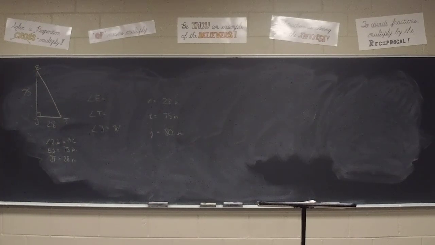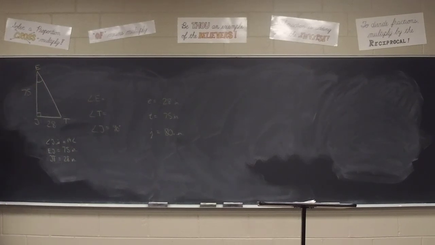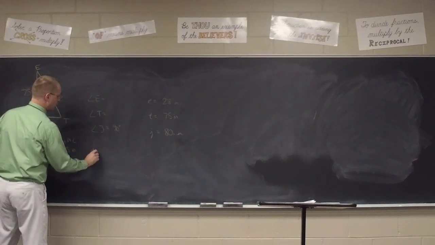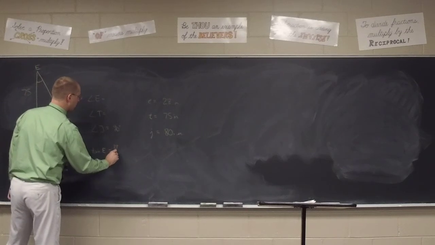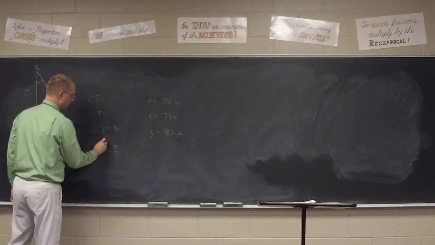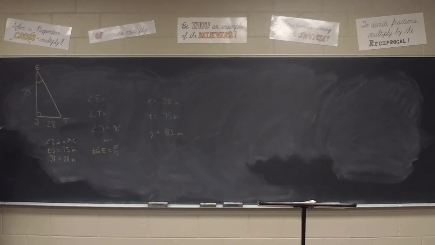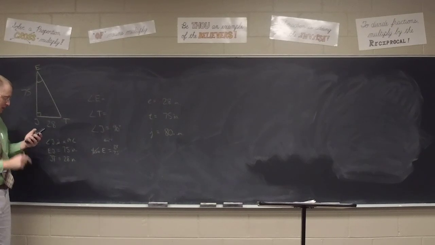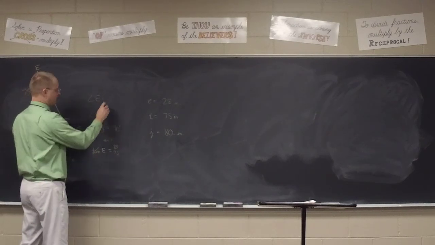Then we want to solve for one of our angles, angle E. To solve for angle E, what trig function should we use? Tangent. The tangent of angle E is opposite over adjacent. To get the angle, though, we're going to have to use the arctangent, the inverse function here. So we'll take the arctangent of 28 over 75, and we get 20.47, or we'll also say 20.4.